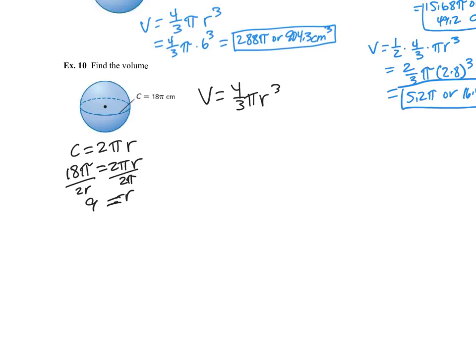So the volume of this sphere then is going to be 4/3 times pi times 9 cubed. And that turns out to be either 972 pi, or if we multiply pi out, that would be 3052.1, but either way, the unit is centimeters cubed.